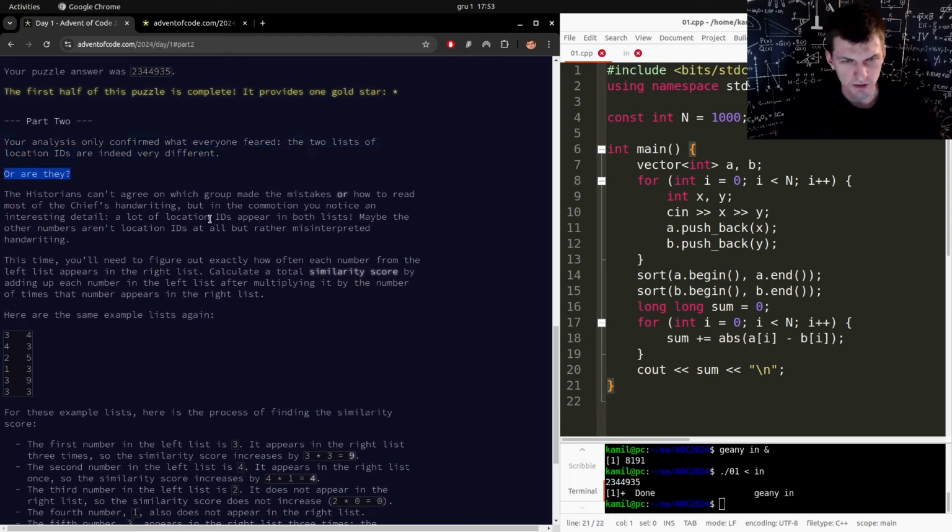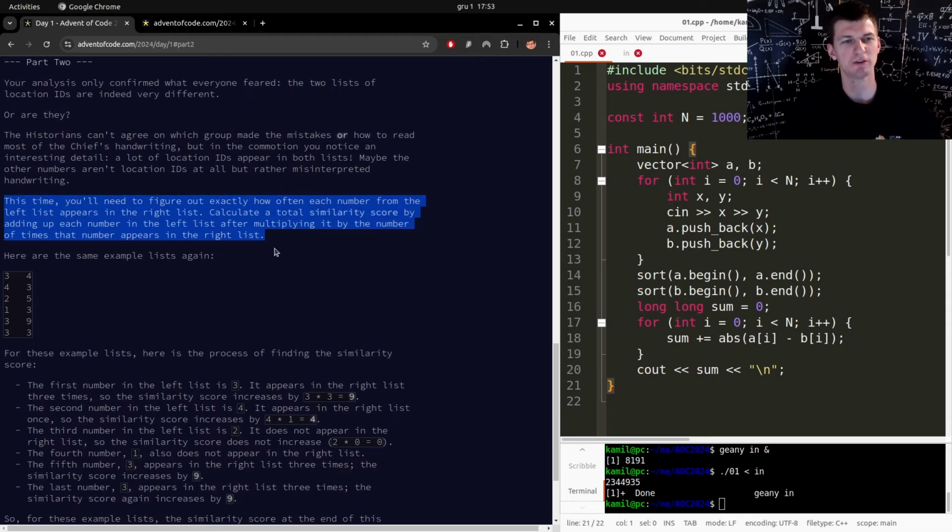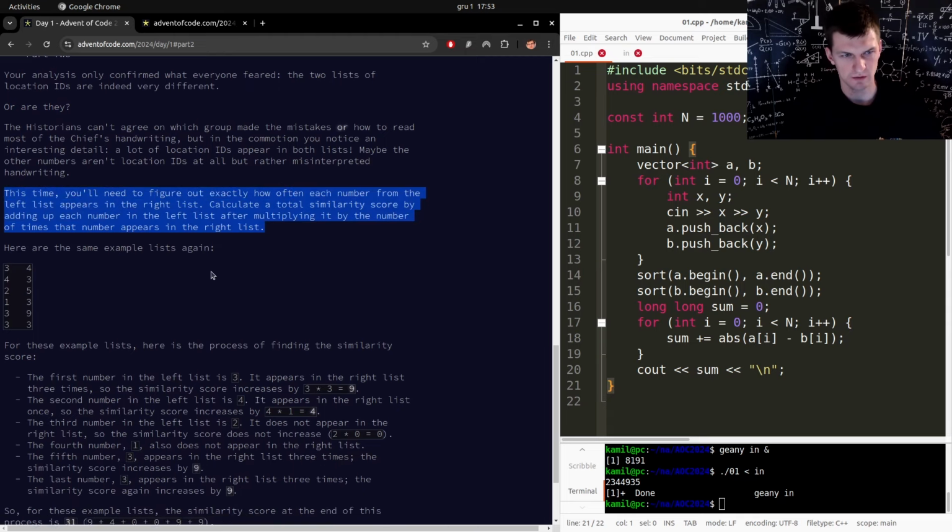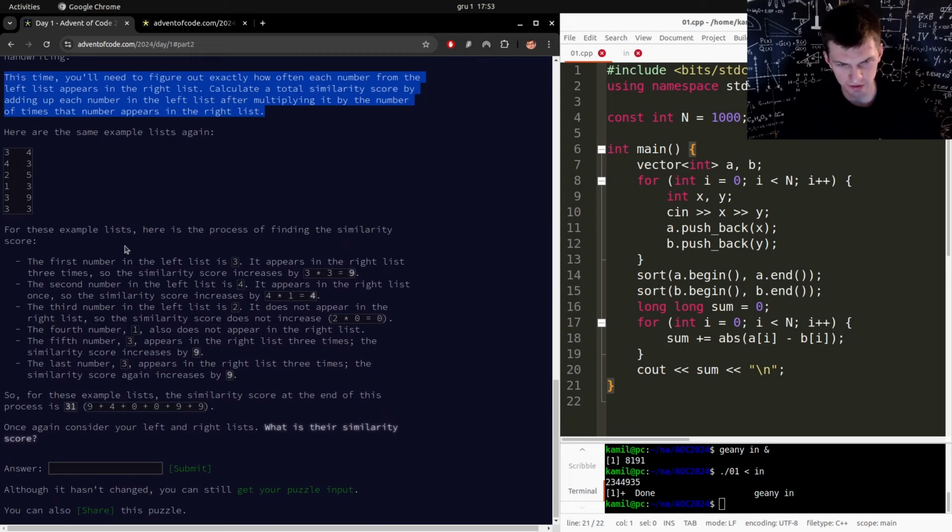A lot of location IDs appear in both lists. How often does each number from the left list appear in the right list? Similarity score: add up each number in the left list after multiplying it by the number of times that number appears in the right list. So it's a completely new problem, right?